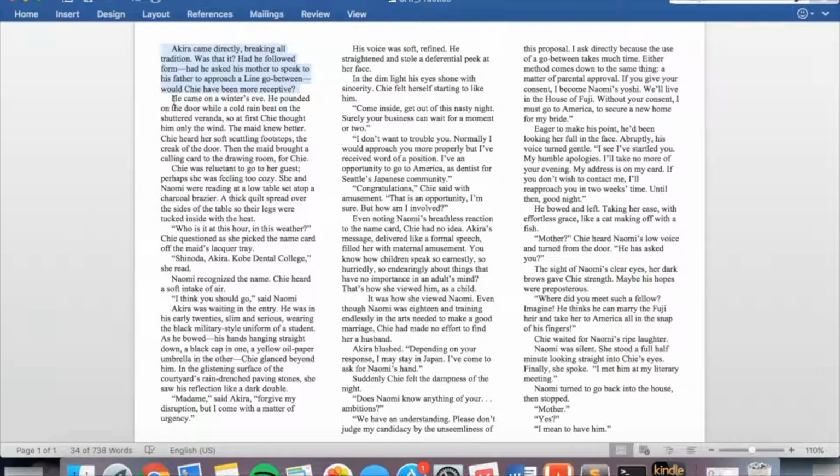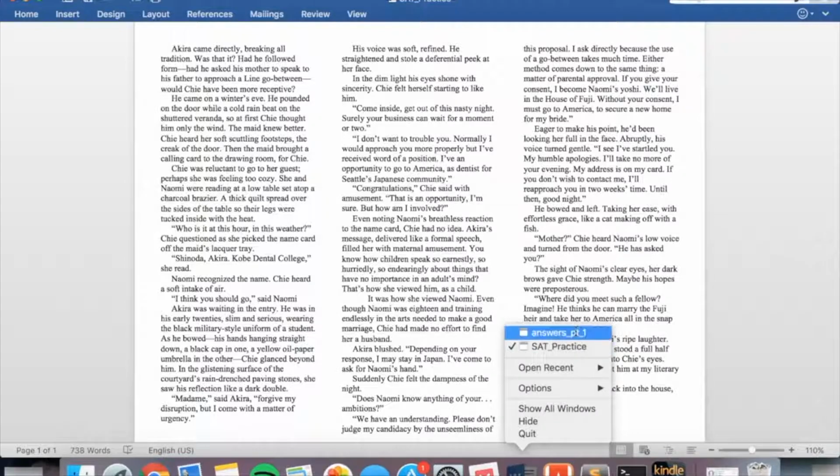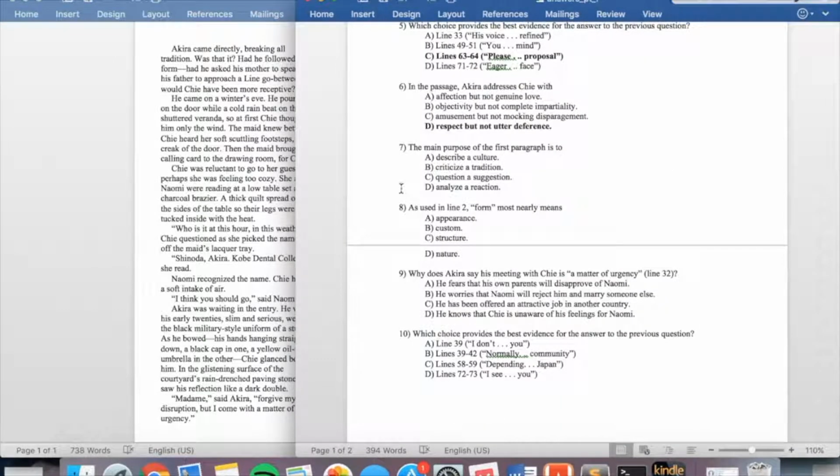The rest of the passage is actually kind of a flashback. And so the first paragraph is really, really important to read over again so we don't forget that and can get the correct answer. So he's asking, would she have been more receptive if he had done something different? And so given that, we can tell that he's analyzing a reaction. D is the answer here.